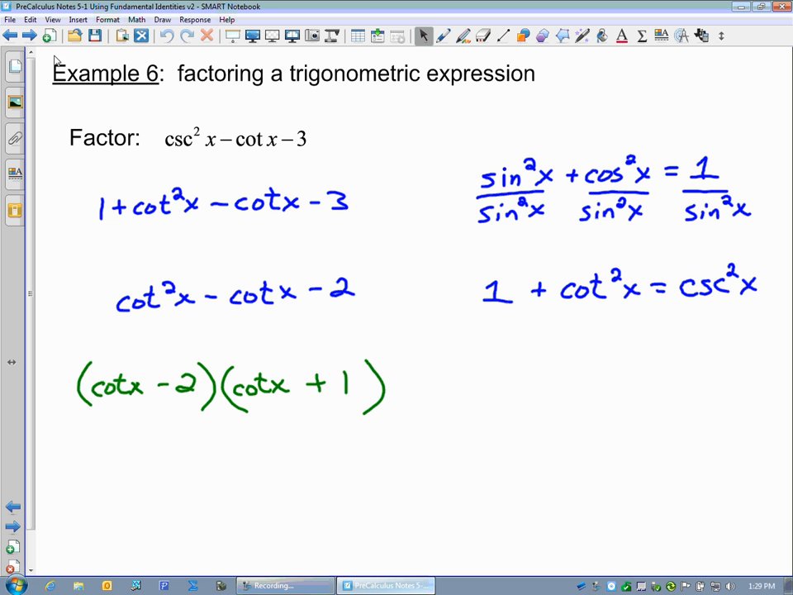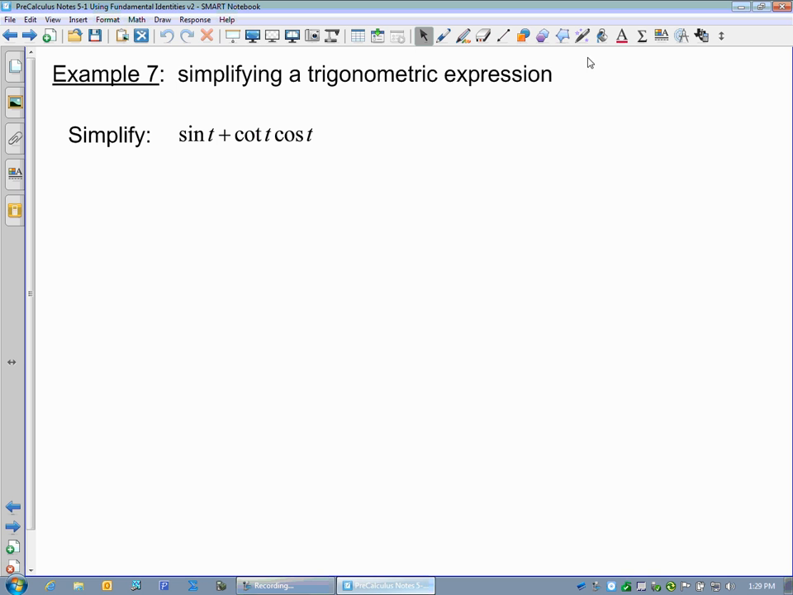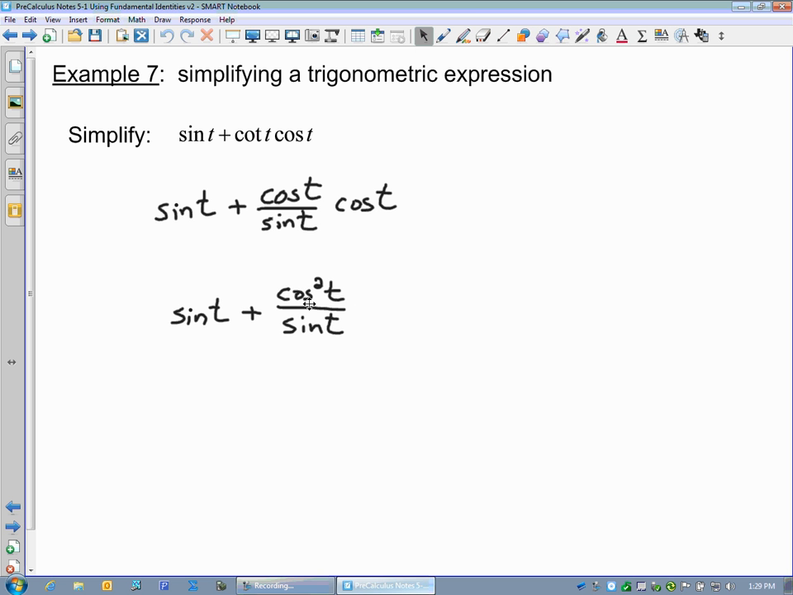All right, for our next example, we're going to simplify a trigonometric expression again. This time, notice we have 3 different functions. And I said before, it usually pays off to change everything to sines and cosines. So I'm going to try that first. Instead of cotangent, I'm going to rewrite that as cosine over sine, which gives me this expression. Now cosine times cosine is cosine squared. And then I have 2 terms here.